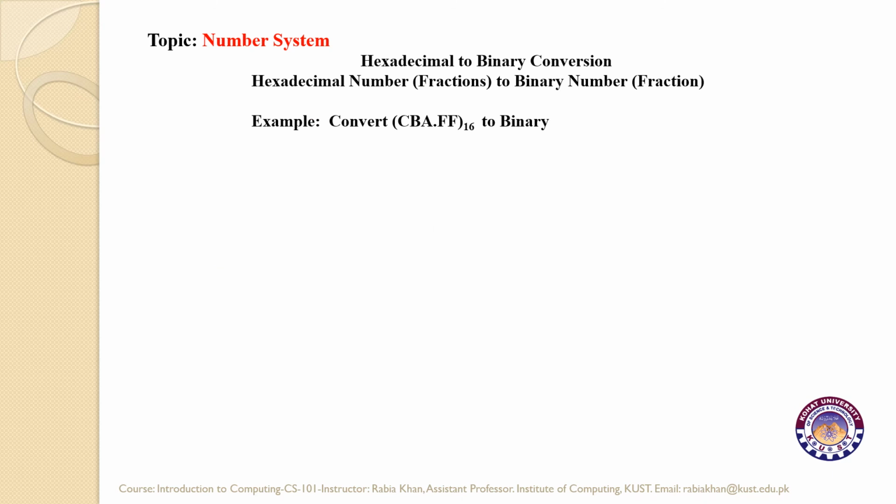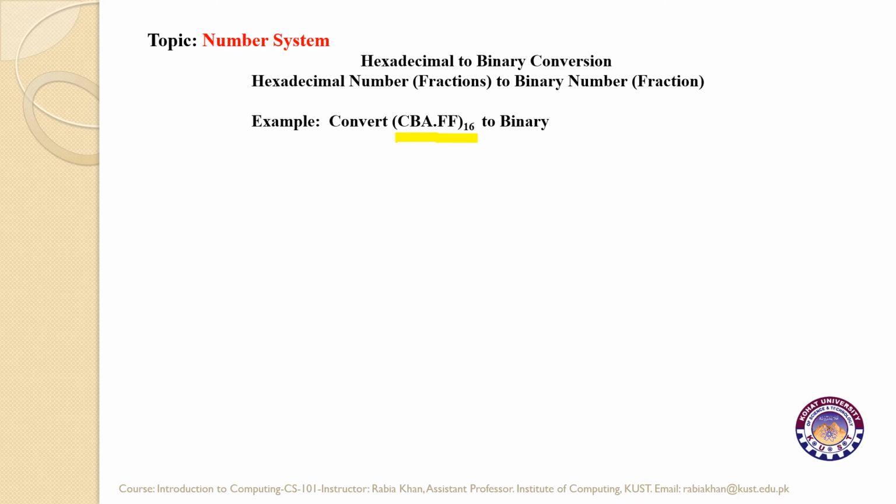Now let's merge the integer part and the fractional part and see how we can convert a given complete hexadecimal number having both the integer part and the fractional part to a complete binary number that will again have an integer part and a fractional part. So the given hexadecimal number is CBA.FF and we have to convert it into a binary number.